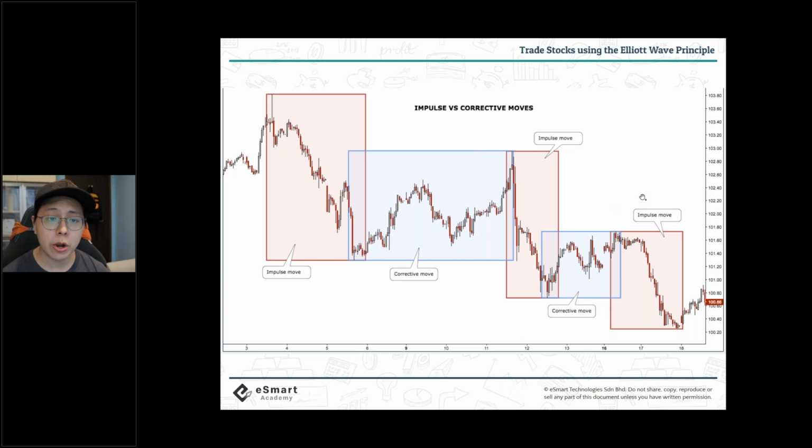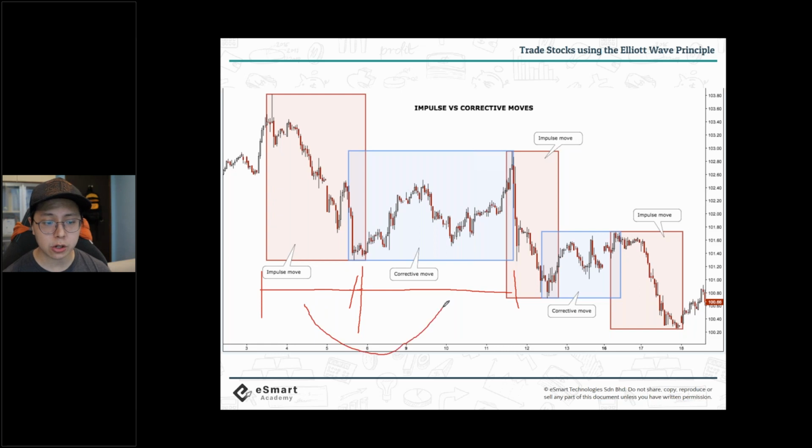This is a very quick example. You can see on the screen that I have labeled impulse and correction with rectangle boxes. The red ones are what we call impulse moves, and the blue ones are the corrections. If I use my pen to help you and draw, first off, it's very clear. Immediately you take a look at the time axis. This is the duration of this impulse move, and this is the duration of your corrective move.